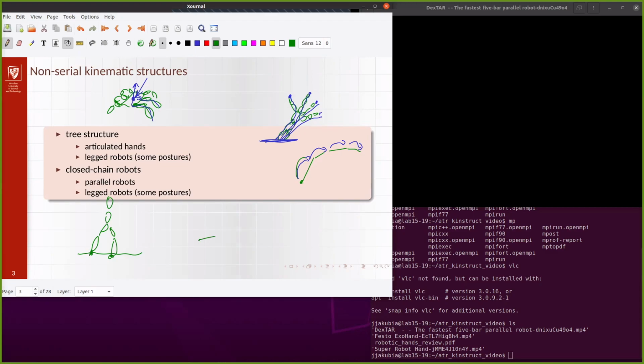Other closed chain robots will be multi-bar systems. So we will have elements that are connected in more than one place, and they will be attached to the ground in more than one point.